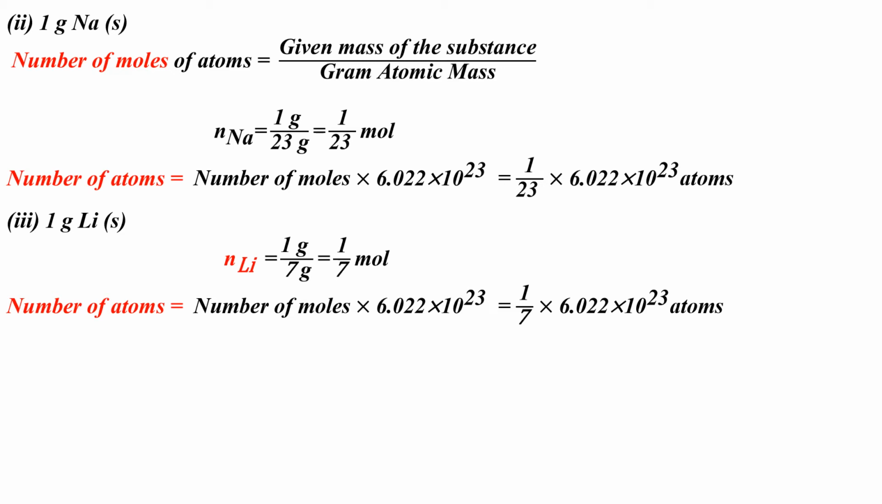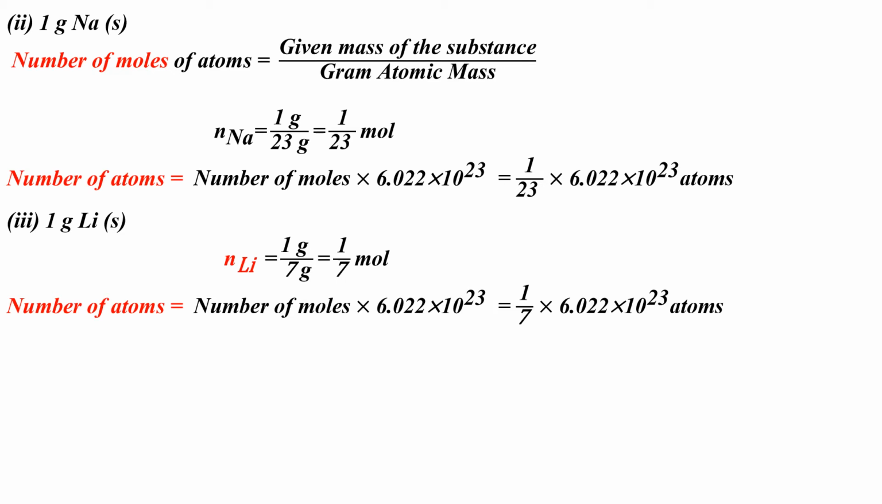Okay, in the next step, let's find out the number of atoms. So this is obtained by multiplying the number of moles with Avogadro's constant. So on doing that, you get 1 divided by 23 into 6.022 into 10 power 23 atoms. So these many atoms are present in 1 gram of sodium.